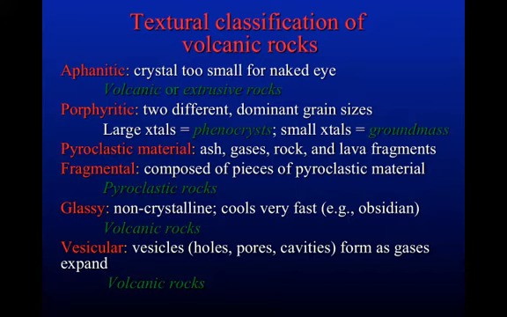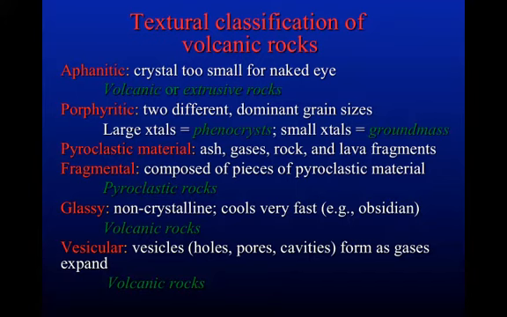material, and those are pieces of volcanic materials, ash, gases, rock, and lava fragments that are erupted out of a volcano. And if they are lithified into a rock in any proportion, then they get a fragmental texture. And that only applies to pyroclastic rocks. That's a rock composed of that pyroclastic material.